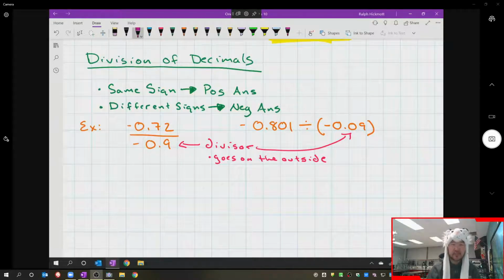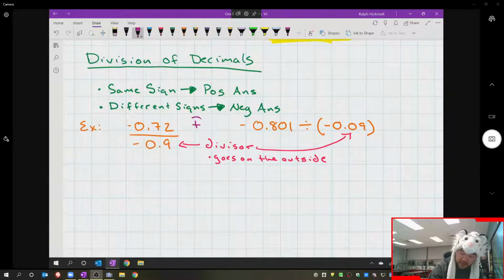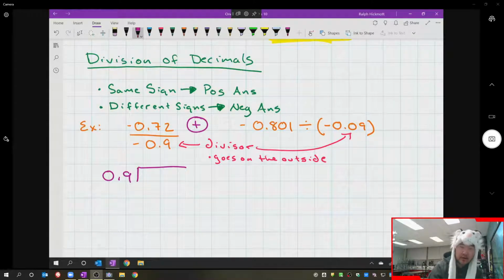tackle that first example. Because I said the bottom number goes on the outside, I'm going to go ahead and do so. Now I'm going to keep track of the signs because I noticed that it's a negative divided by a negative, so my final answer is going to be positive. I'm going to keep track of that. So I'm going to put 0.9 on the outside and 0.72 on the inside.